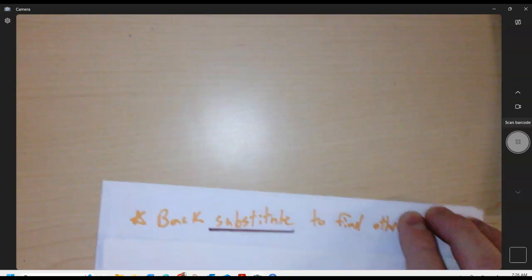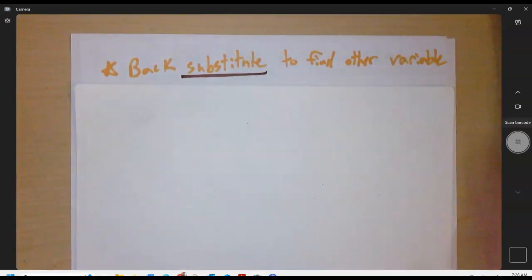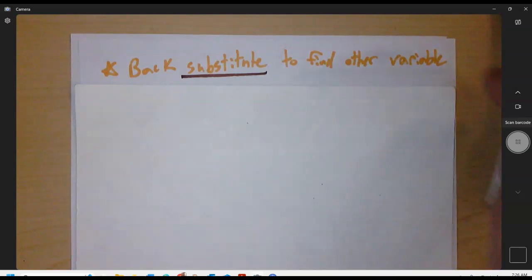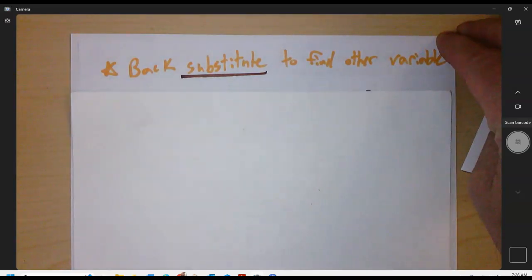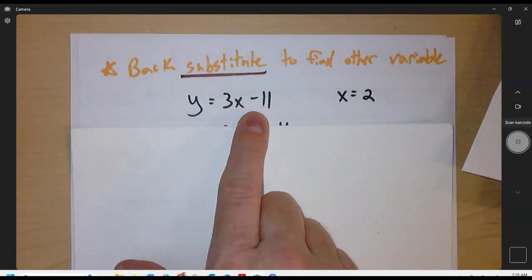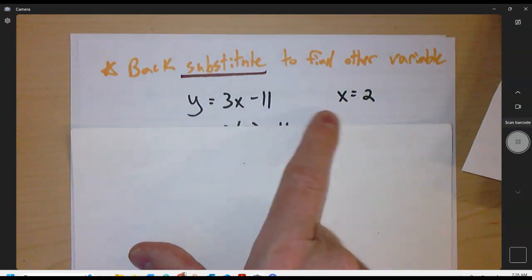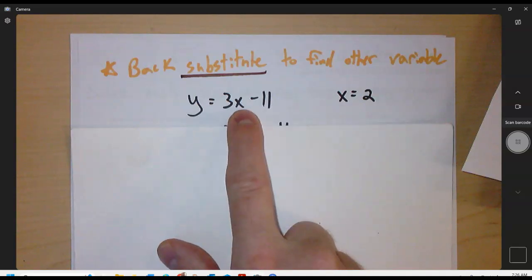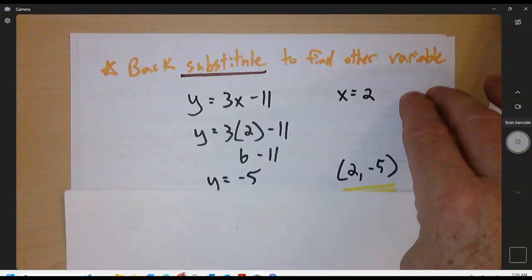The last step of this, once you know what x is, is something called back substitution. It's exactly what it sounds like. I need to go back and substitute this new information I found into one of the equations and find the other piece of information. So here was our original equation, y equals 3x minus 11, but we just figured out x is 2, so I'm going to plug a 2 in there. And I'm going to get what y is.